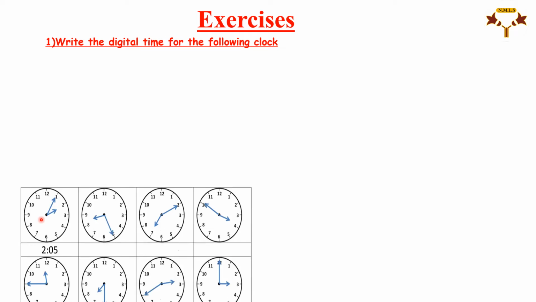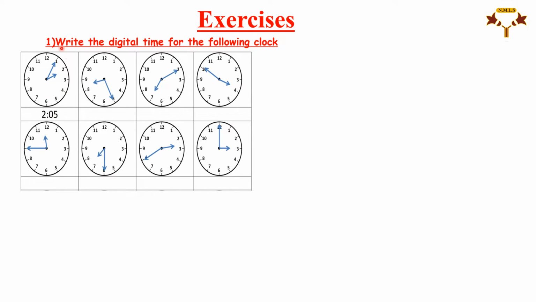Let's solve the exercise. Write the digital time for the following clocks. The first clock. Here we have two hands, long hand for minutes and short hand for hours. At first we start with the short hand. The short hand is at 2, and the long hand is at 1. Long hand for minutes, and 1 means 5 minutes. Then it will be 2 and 5 minutes.